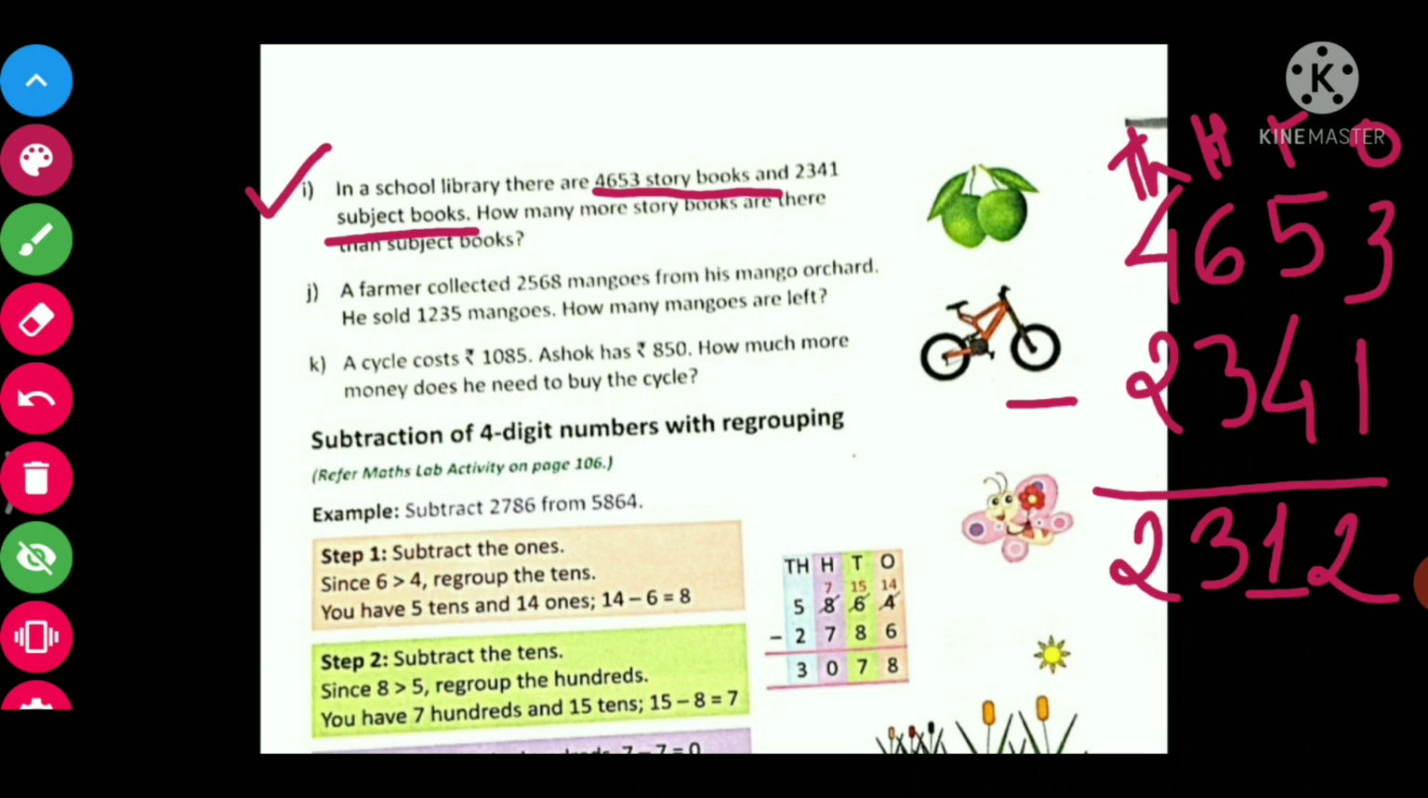So 2,312 storybooks are more in number than subject books. Okay, I hope you have understood this one.